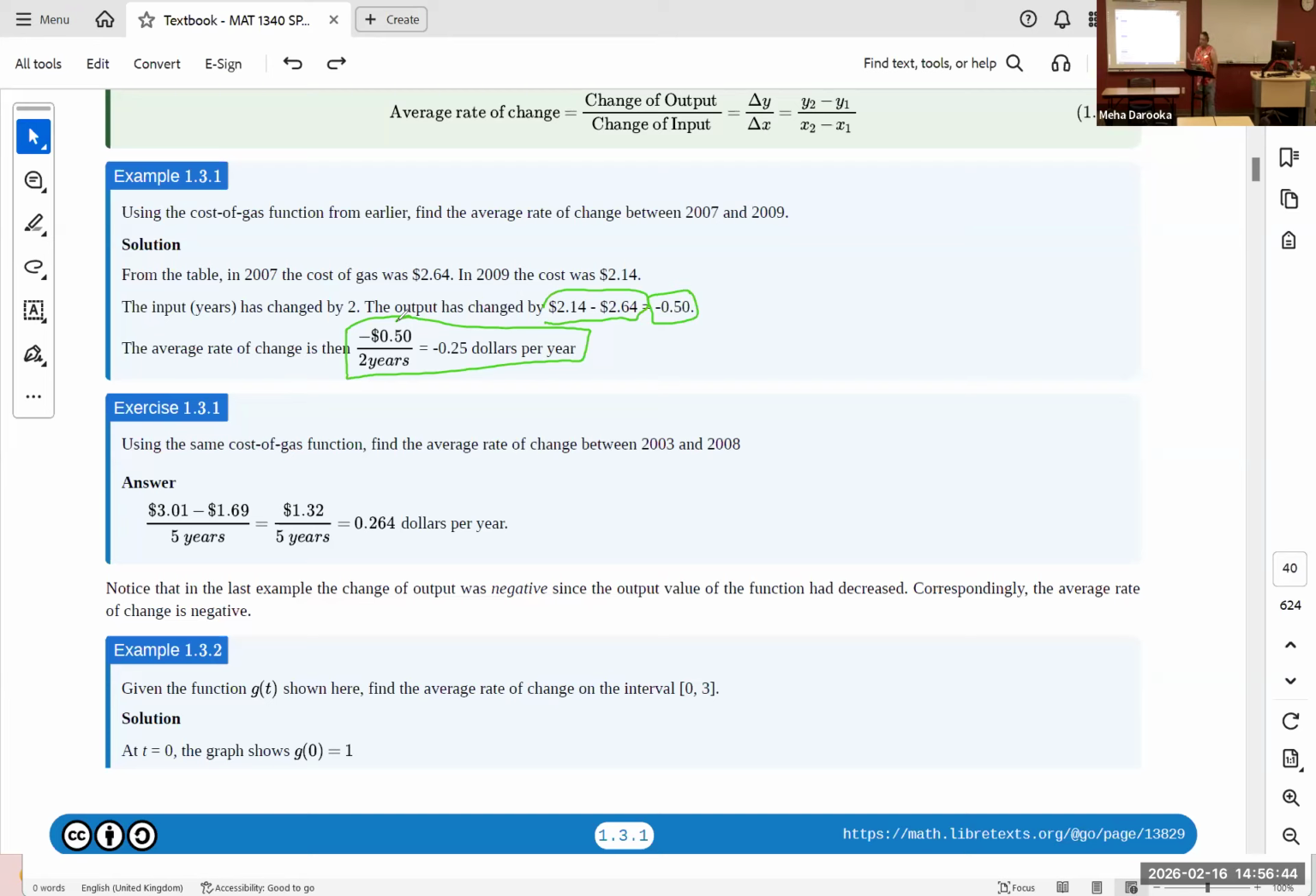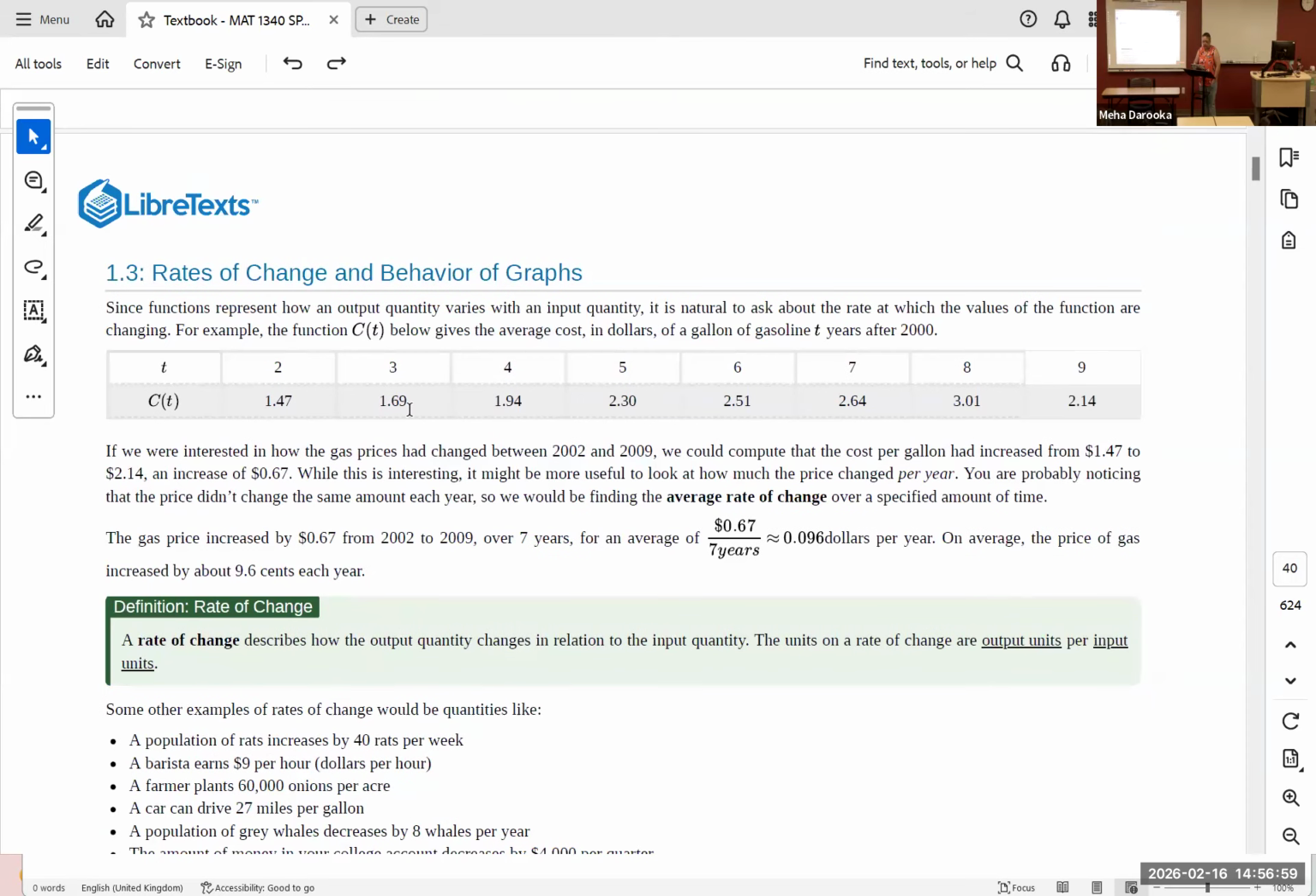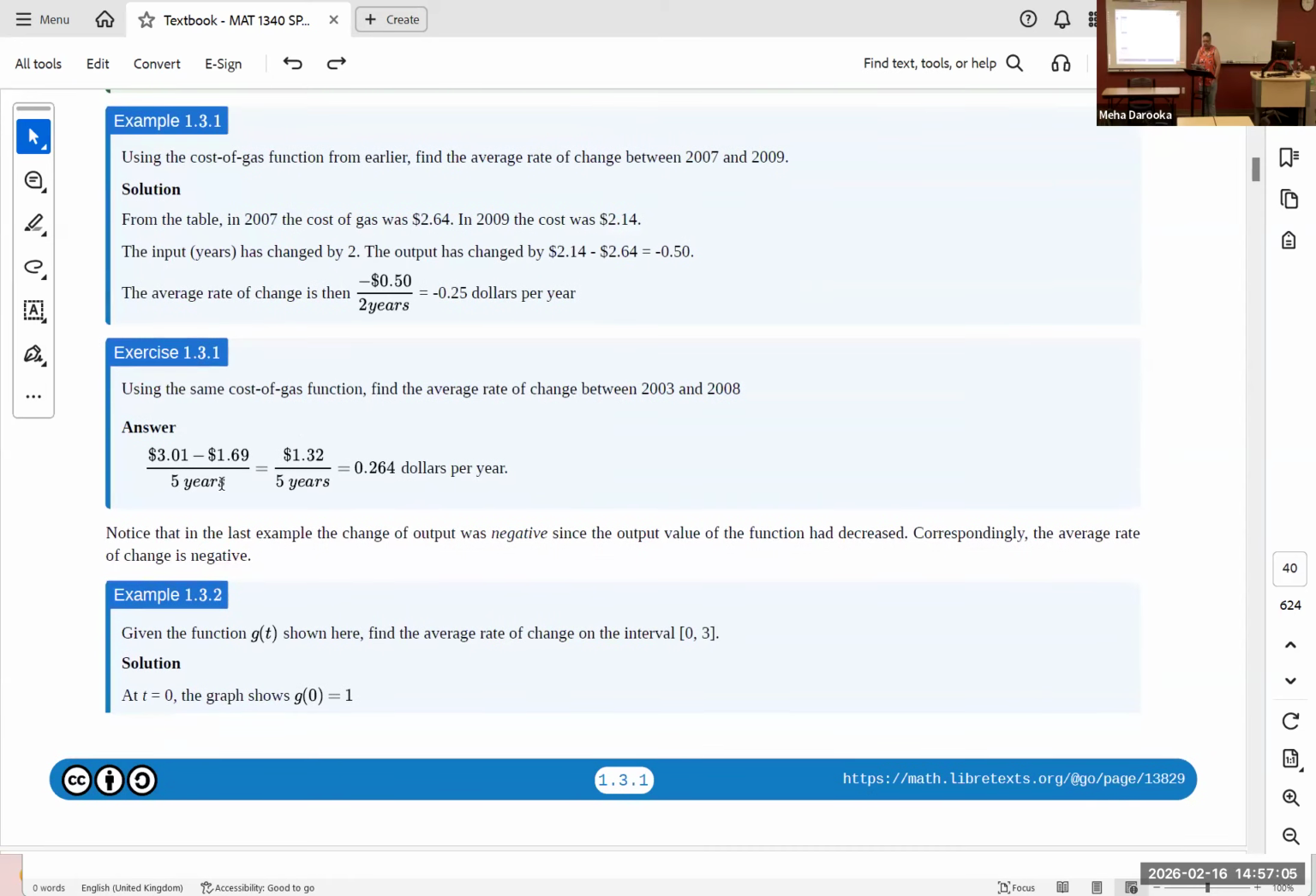So that's how you keep track of the trend, right? Is it going up or is it going down? Your next example, using that same function for gasoline, is between 2003 and 2008. In 2003, we were at $1.69. In 2008, you are at $3.01. Same thing, right? $3.01 is the newer one, and from that you'd subtract the older value of $1.69. That was a difference of 5 years.